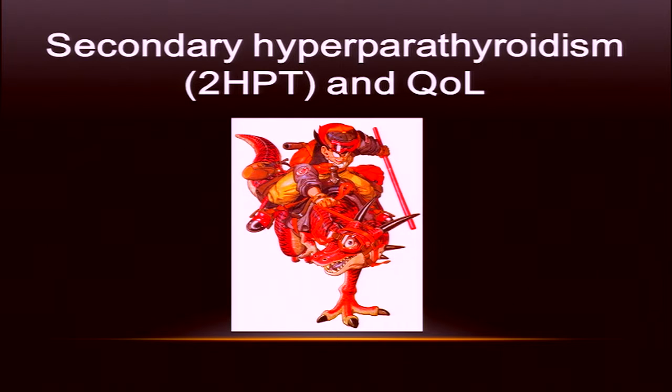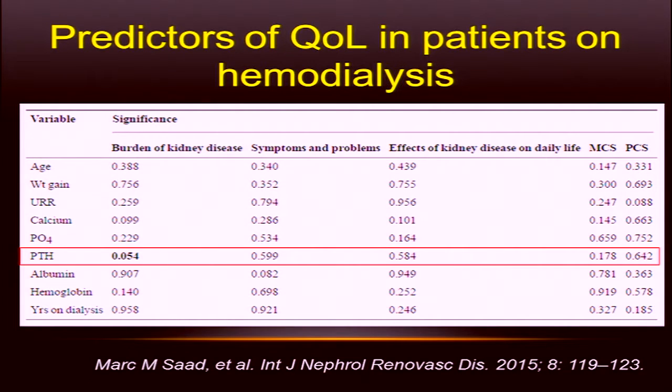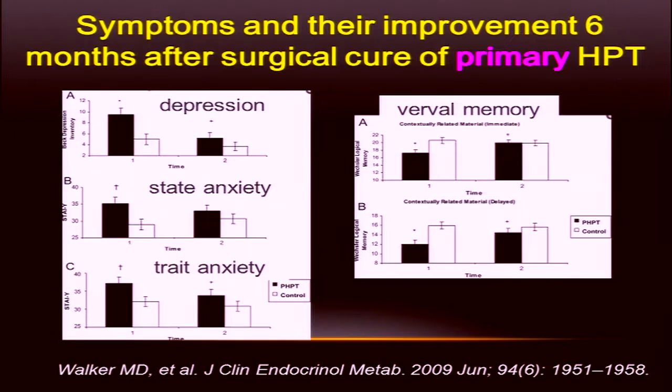Secondary hyperparathyroidism and QOL. And this paper was published last year showing that PTH has a strong impact to diminish QOL, rather stronger than age or hemoglobin.